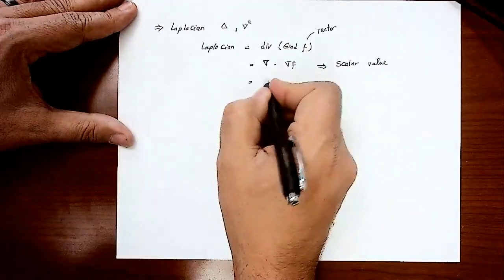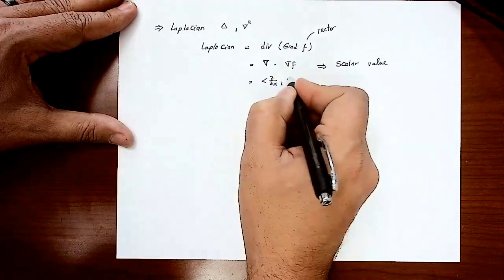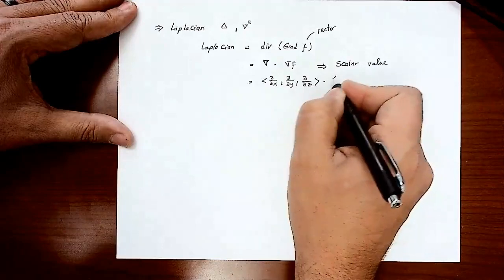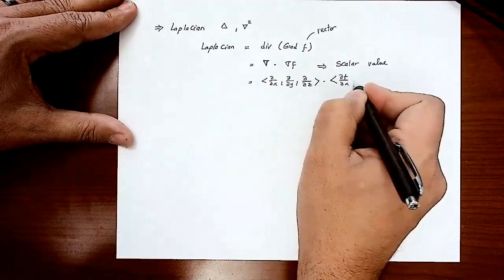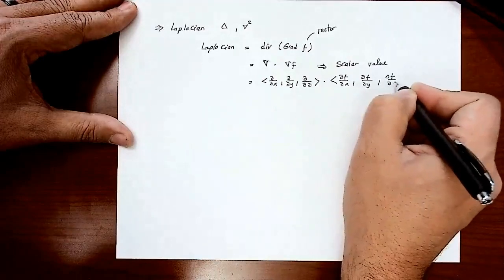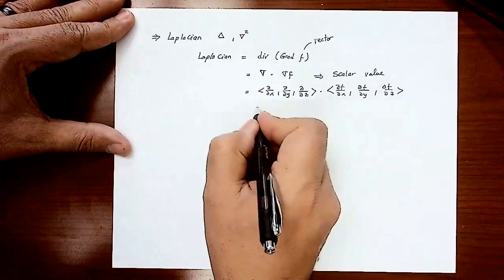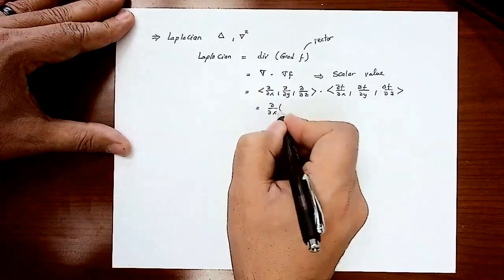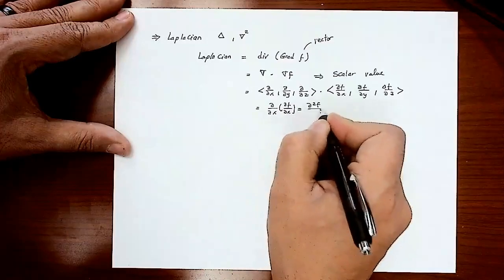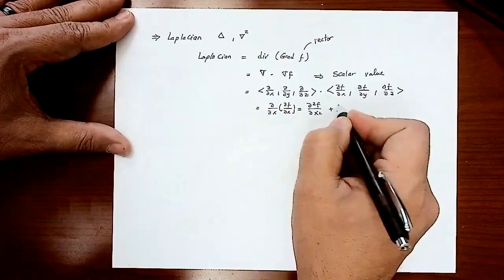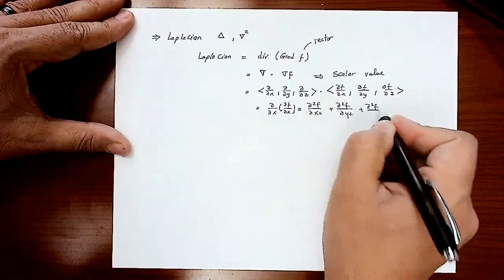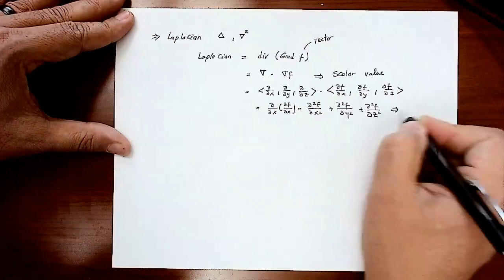If I break it down, nabla is partial by partial x, partial by partial y, partial by partial z, dot product with partial f by partial x, comma, partial f by partial y, comma, partial f by partial z. So you will have partial by partial x of partial f by partial x, which simply can be written as partial squared f by partial x squared, and the same applies for y and for z. So I'm going to end up having just a scalar value.